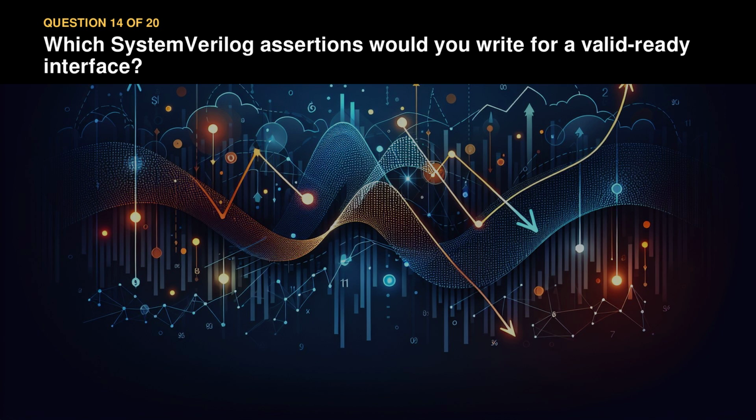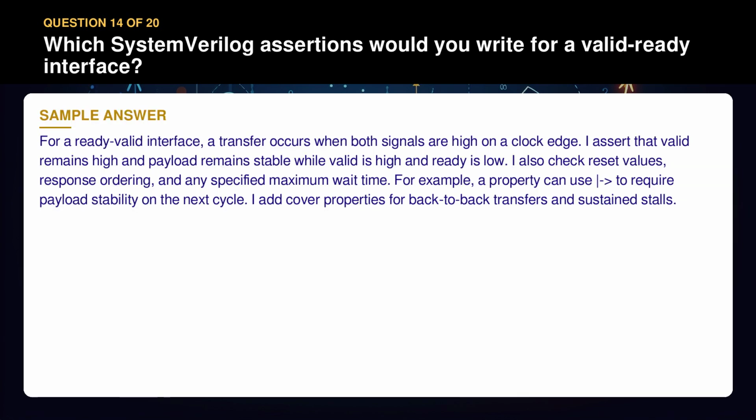Question 14. Which SystemVerilog assertions would you write for a valid ready interface? For a ready valid interface, a transfer occurs when both signals are high on a clock edge. I assert that valid remains high and payload remains stable while valid is high and ready is low. I also check reset values, response ordering, and any specified maximum wait time.